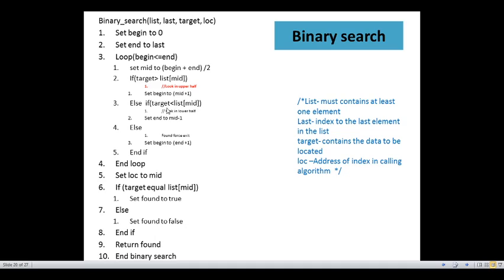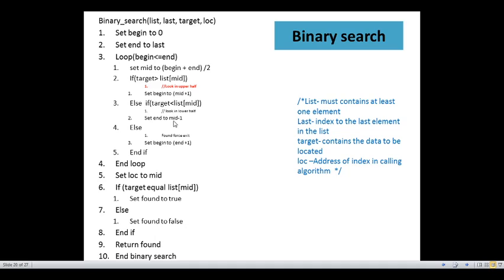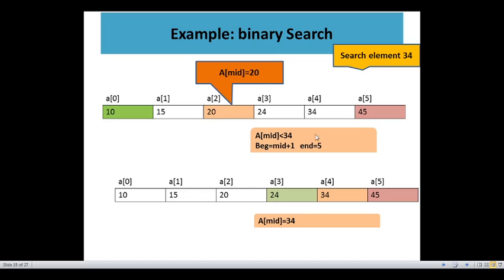Else, if target is less than list of mid, look in the lower half. If your target is less than mid, then look in the lower half. Set end to mid minus 1. When you are searching in the upper part, begin is mid plus 1, which means the 24. If your search element is in the lower half, your end will be mid minus 1, so the end is 15. When you are trying to find the element in the lower half, this is your mid, and this mid minus 1 is the end for this lower half.